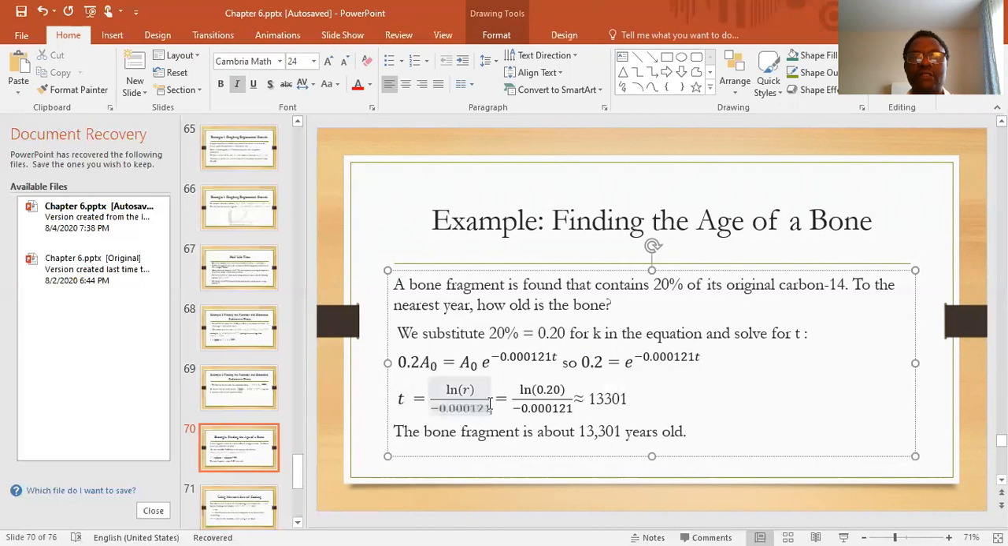This formula, you don't really need to derive it. Each time you are given the proportion of carbon-14 remaining in an object and asked to determine how old that object is, just use the formula T equals the logarithm of R, the proportion, divided by negative 0.00121.